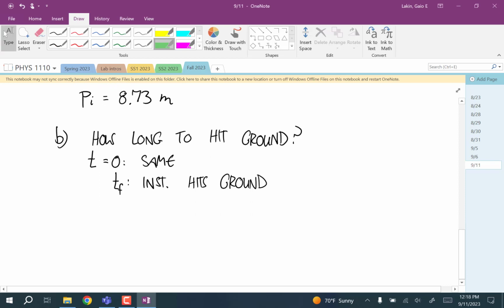Okay, well, now that we've chosen those, see if you can figure out what variables we know and what we're trying to find.